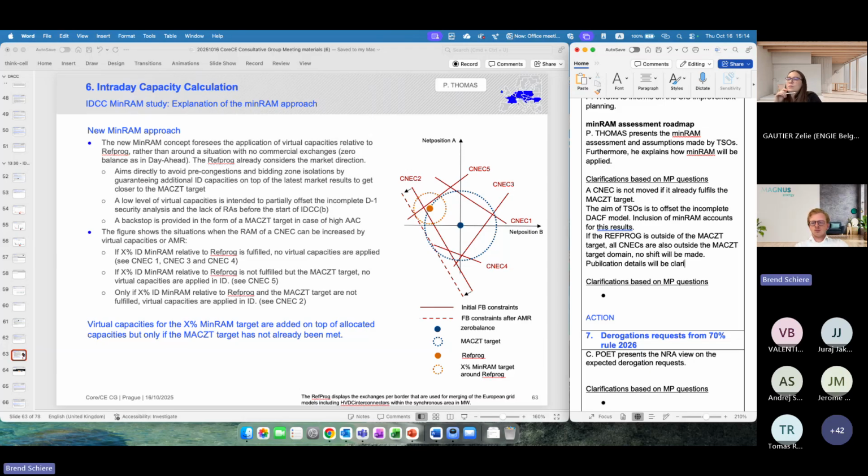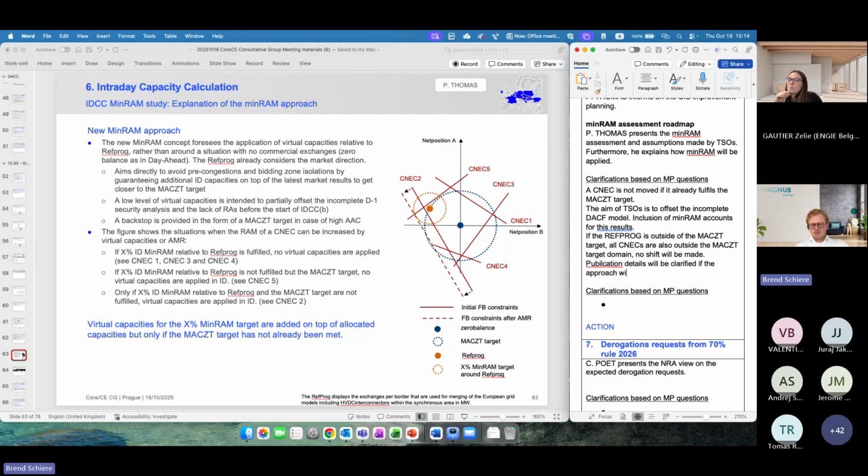Just to be clear, this is the study that we are doing, and then depending on the conclusion of the study, there will, yes or no, be a regulatory track to go through, because of course it would require a change in the methodology first before we could implement this.